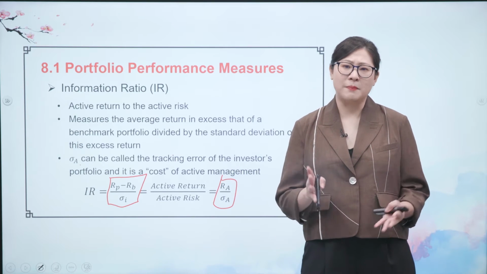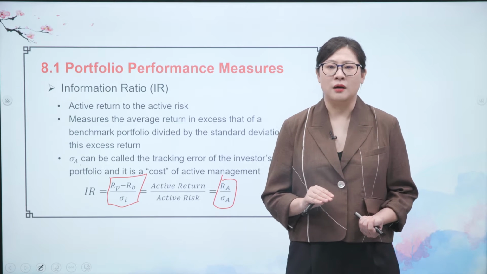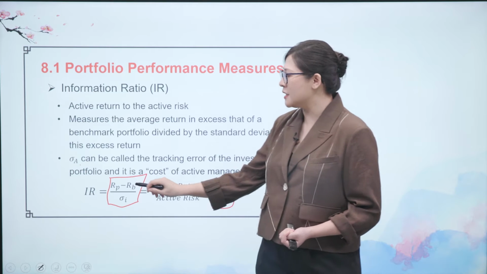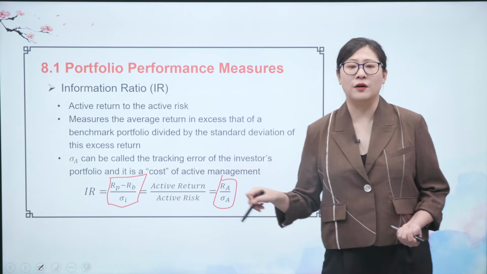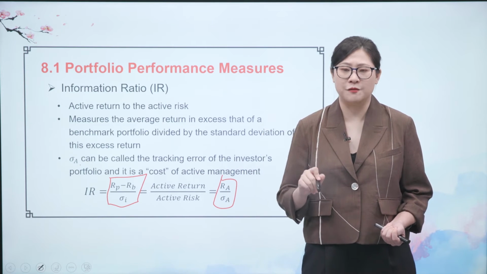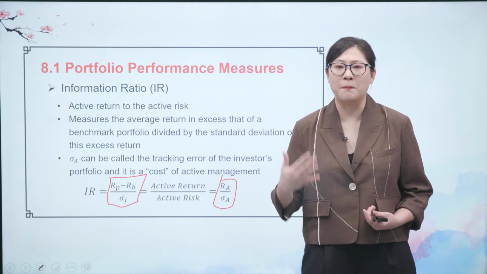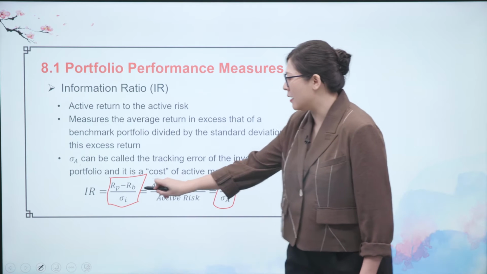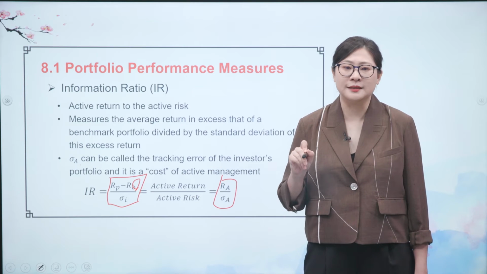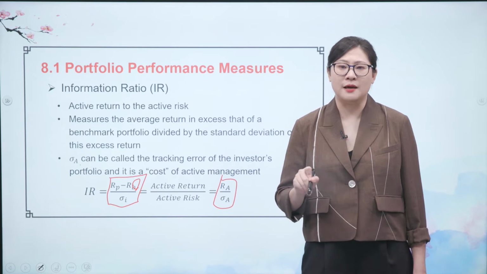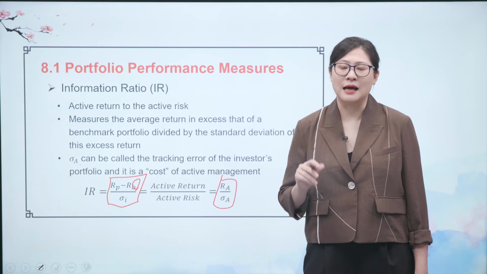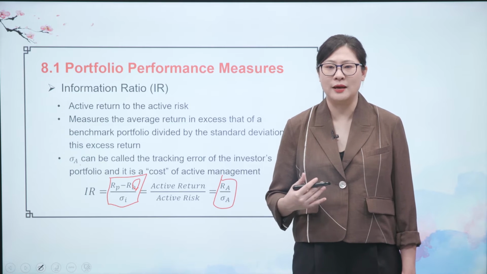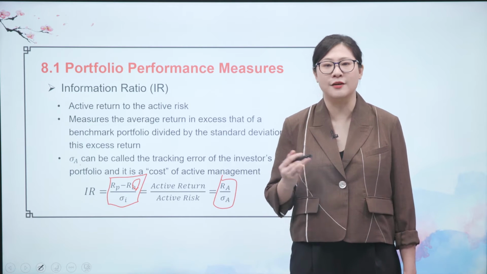Remember the equation for the Sharpe ratio: it is Rp minus Rf over sigma P. The main difference is that for the Sharpe ratio, we compare with the risk-free asset, but for the information ratio, we compare with the benchmark. Subscript B denotes the benchmark, not the risk-free rate. So sometimes people say that the Sharpe ratio is one special case of the information ratio.